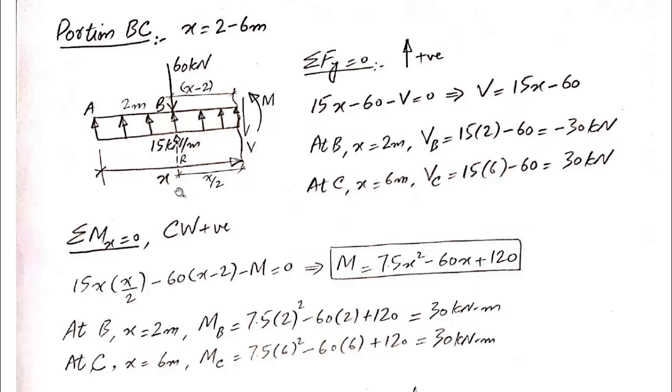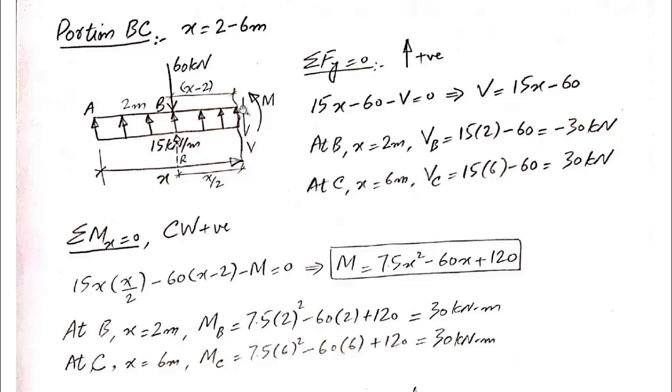And how much will be the magnitude of the resultant in this case? 15 is the intensity and x is the distance over which it is acting. So again, R will be equal to 15 into x, and the lever arm of the 15 into x resultant will be equal to x by 2, because this part of the UDL present under the beam, the total span is x, so the resultant will act at a distance x by 2 from the section. So this completes the free body diagram for this portion.